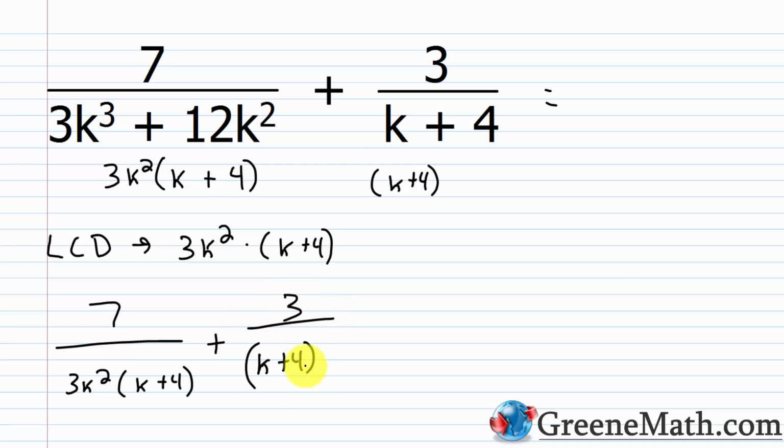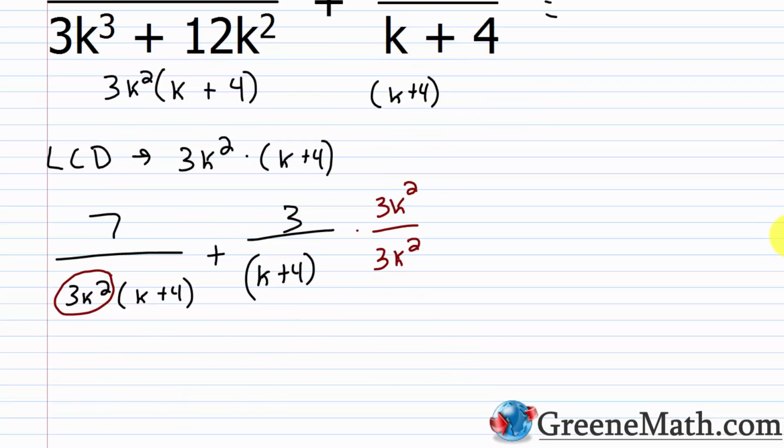Now what would I need to multiply k plus 4 by to make the denominator the same as this? Well, this is what I'm missing, this factor of 3k squared. So I would multiply the denominator by 3k squared, and to make that legal, I need to also multiply the numerator by 3k squared, because I want to multiply by 1, right? 3k squared over 3k squared is 1. Just a complicated form of 1, but it's still 1. Now if I multiply here, 3 times 3k squared is 9k squared.